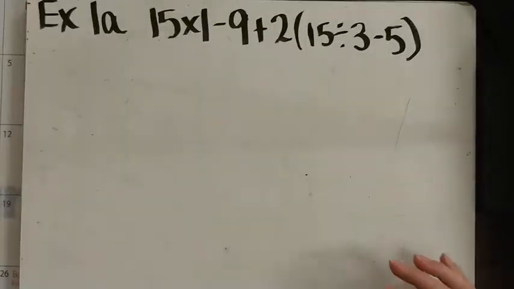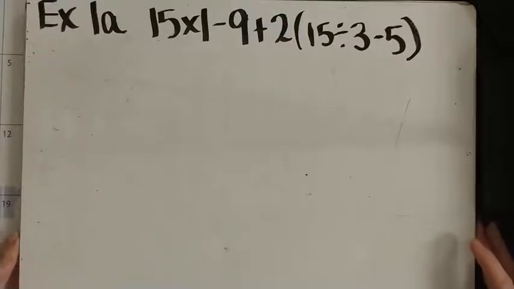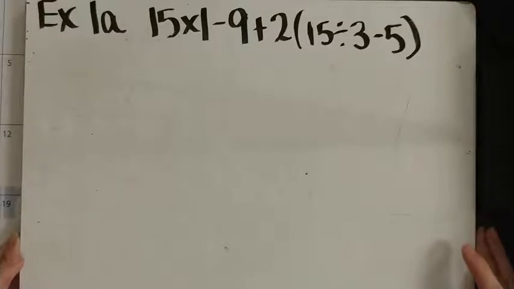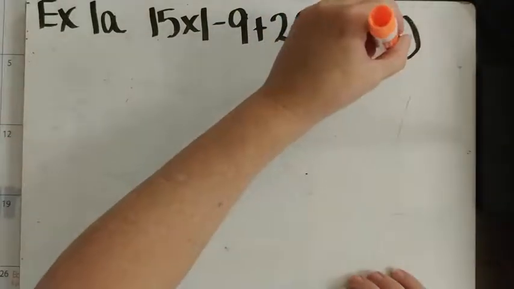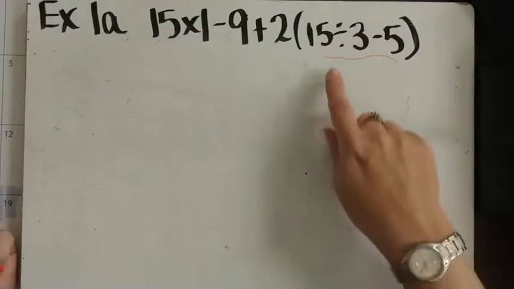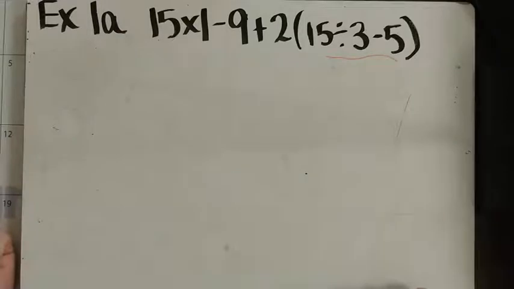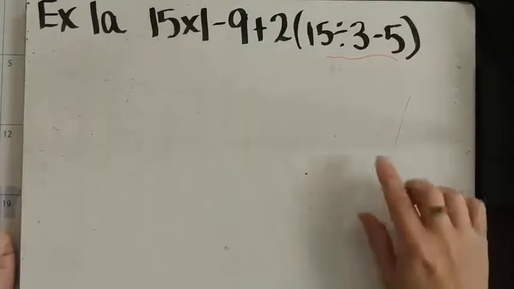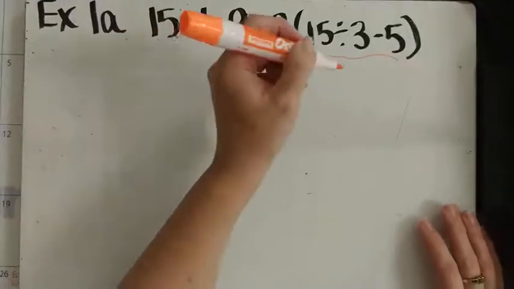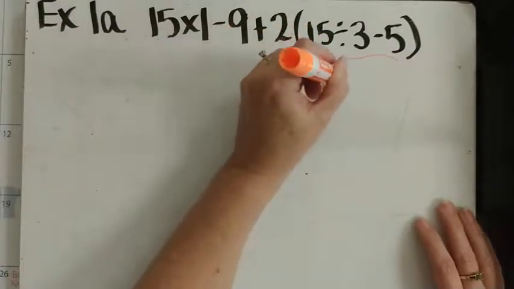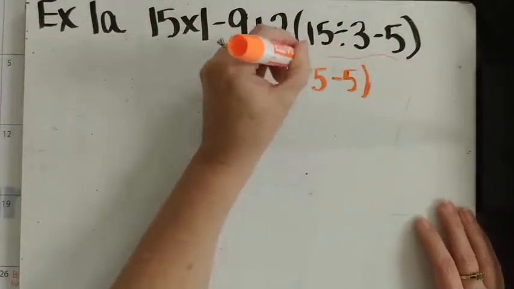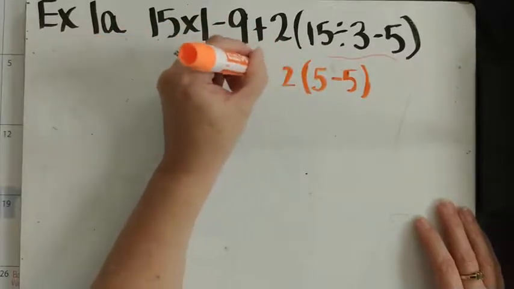Let's start with example 1A. We have a lot going on in this problem, but we need to rely on what we learned from lesson 1-2, and that would be the order of operations. First of all, we will start with our parentheses. Inside of our parentheses, we have division and subtraction, which would be first division. So let's do 15 divided by 3, which is 5. Bring down the rest of the math problem.